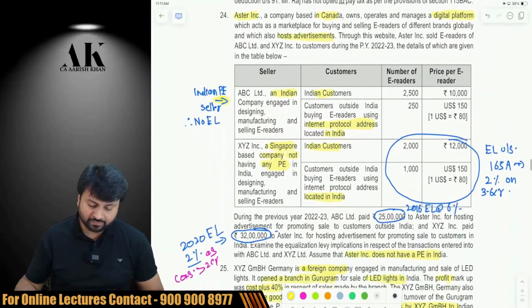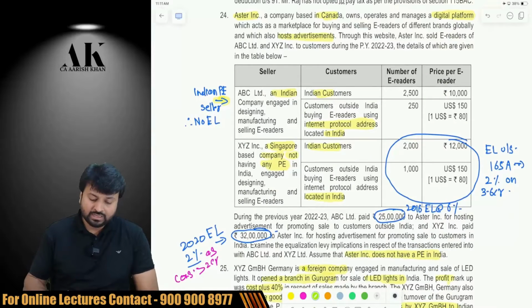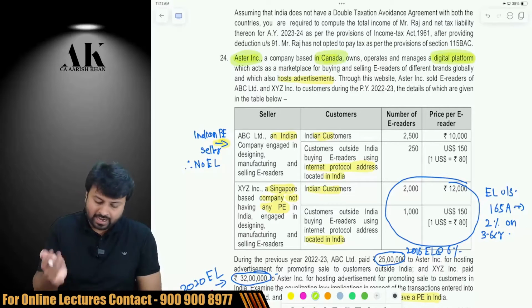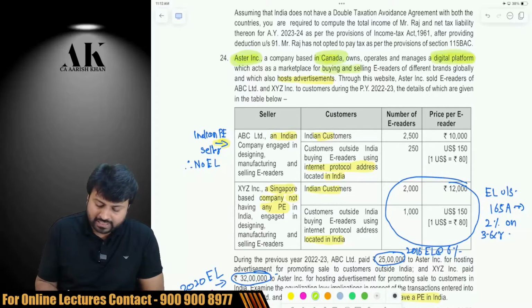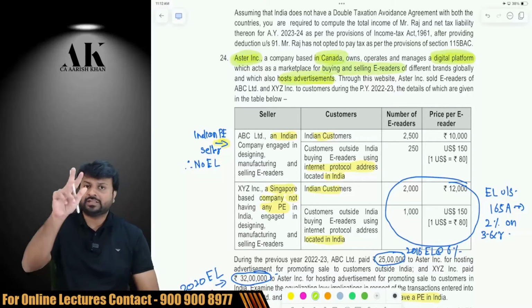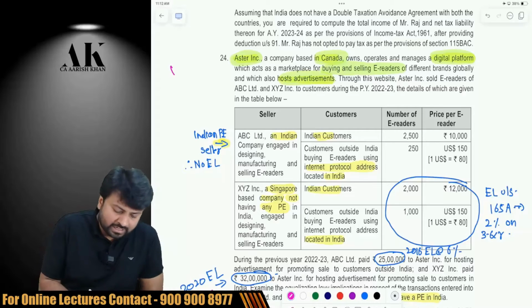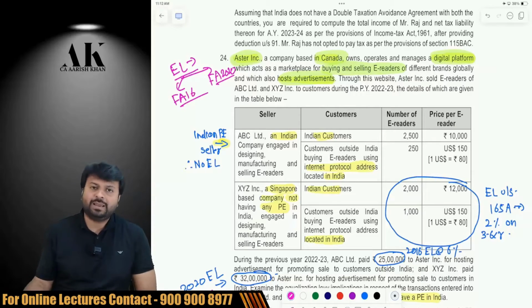Next question is a beautiful question. Beautiful means beautiful. There is an Aster Inc. which is in Canada. Listen carefully. This company has a website in Canada, and it does two things: buying and selling for the customers, and it also does advertisement for the customer. So the question over here is whether equalization levy will be applicable or not. There are two equalization levies, the FA 2016 equalization levy and the FA 2020 equalization levy. We need to decide which equalization levy will be applicable in which case.